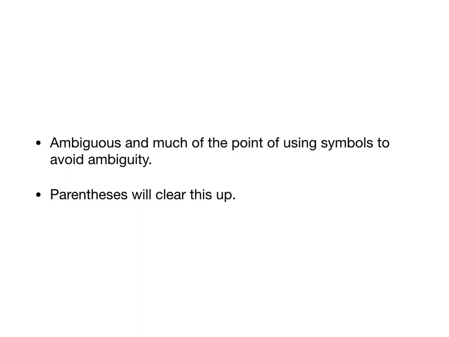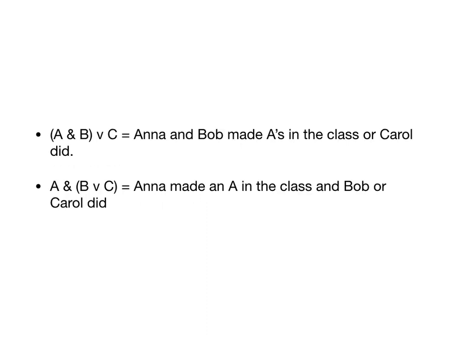If you don't use parentheses, it is ambiguous, and much of the point of using symbols is to avoid ambiguity, to be precise. It's also just not clear. They have entirely different truth conditions, so if you start making arguments using these, you will not be able to tell whether it's valid or not. Parentheses will clear it up. Parentheses A and B, or C means Anna and Bob made A's in the class, or Carol did. We read what's in the parentheses first. A, and parentheses B or C means Anna made an A in the class, and Bob or Carol did as well, right?